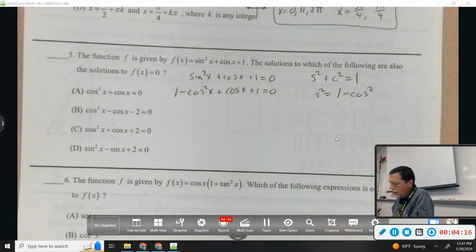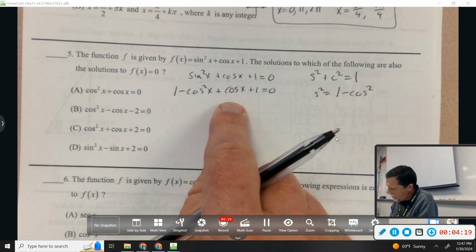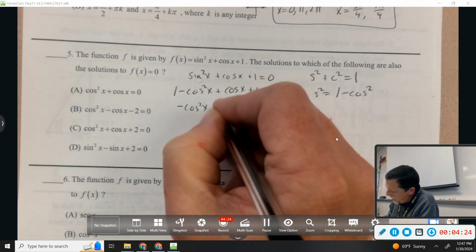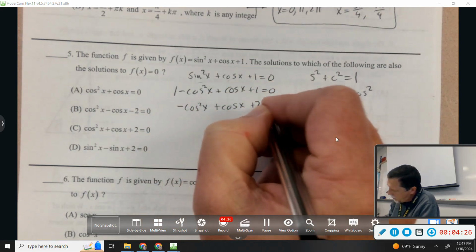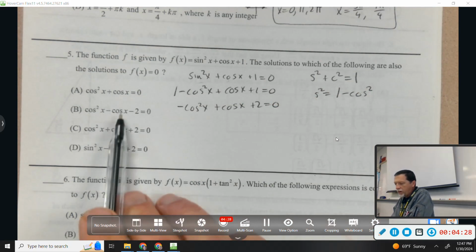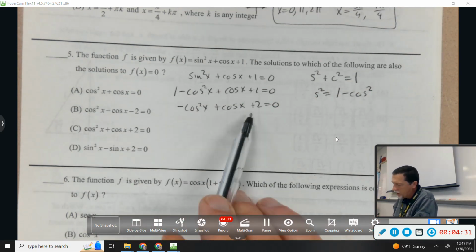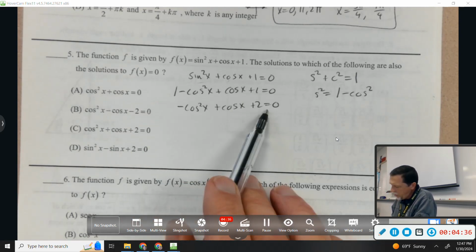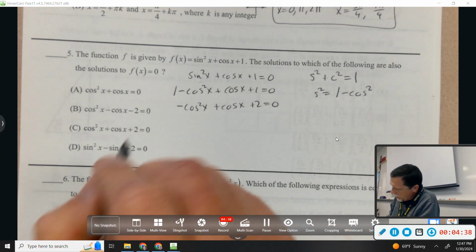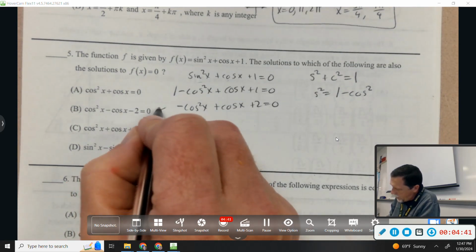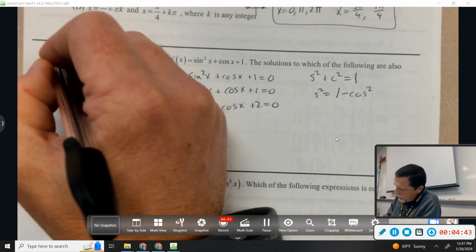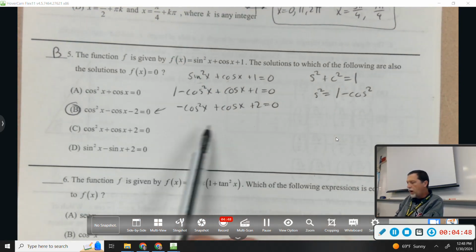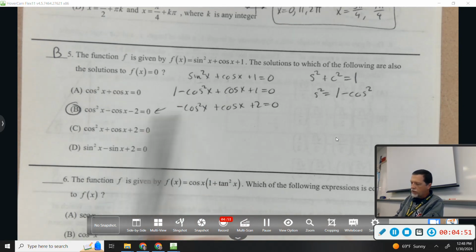The ones don't go away. So I get negative cosine squared plus cosine of x plus 2 equals 0. But then I start looking at my answer choices. I'm like, wait a minute. I don't really want to solve that, but I don't think I have to solve that. Because if I change all the signs, then it becomes the same equation as B. So it's different than that last one. The last one we had to find some solutions and then match them. This one, once we made a substitution, we could see that the equations matched.